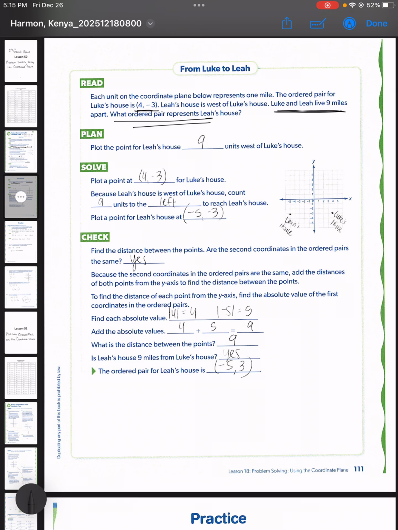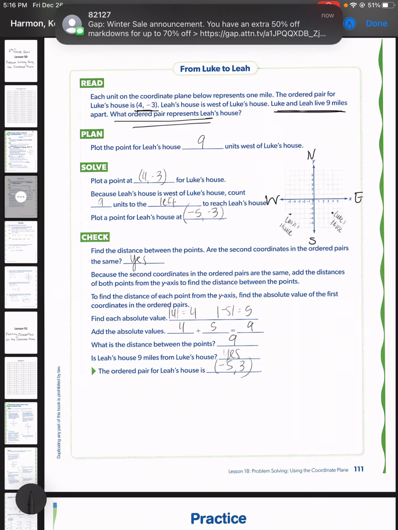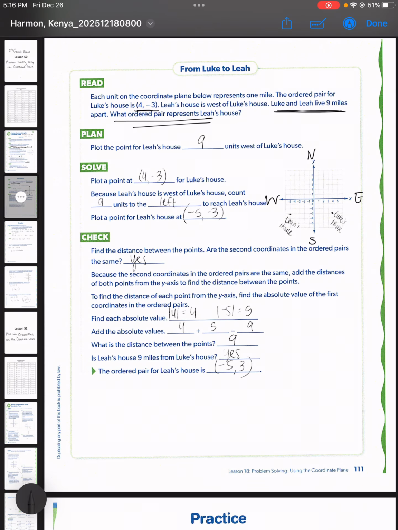It would be helpful to help students understand their directions here by labeling. So this is north, this is south, to my right is east, to the left is west. So we're going to the west. That's how we can identify where Leah lives. And since she lives 9 units away, we're going to count 9 units west, and we end up with the point 5, -3.